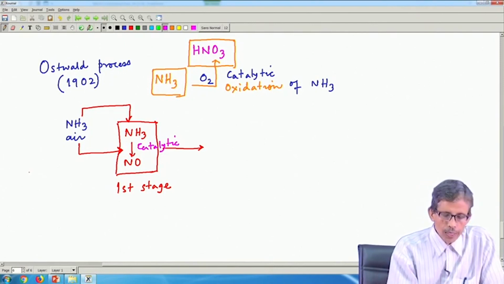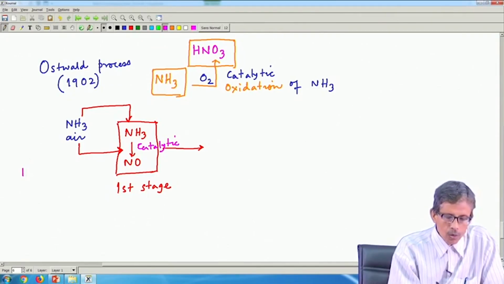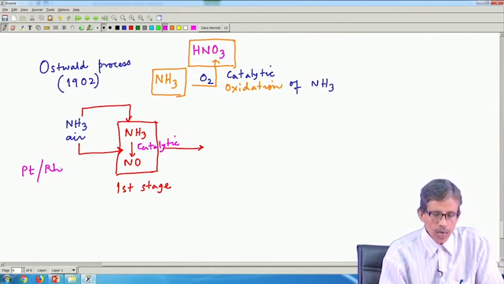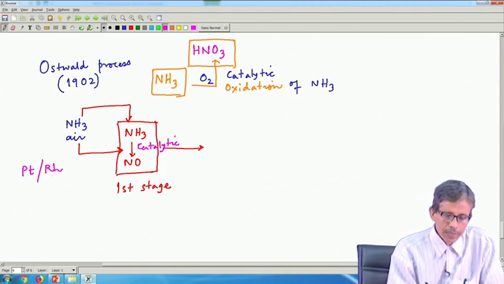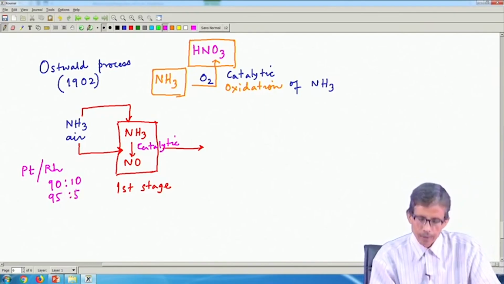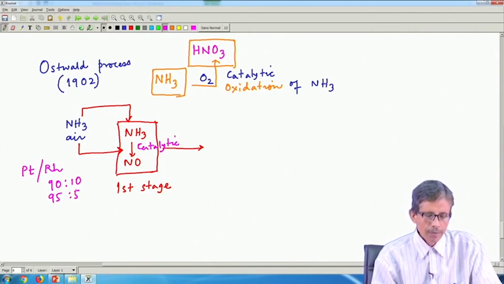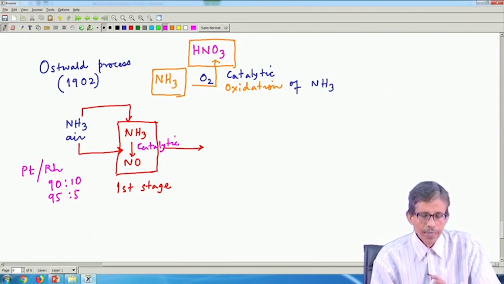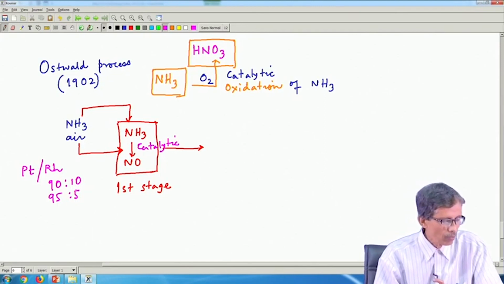So, in this particular case, that means for this Ostwald process, not only platinum, but along with platinum another noble metal, rhodium. We use Rh, the rhodium, which is basically an alloyed one, with 90:10 or sometimes 95:5 mole ratio of these two metals or elements, which can give rise to a very good and very effective catalyst for this particular conversion.